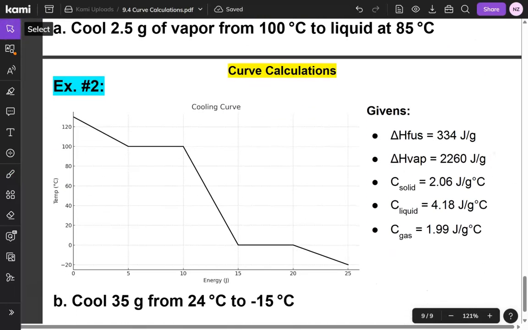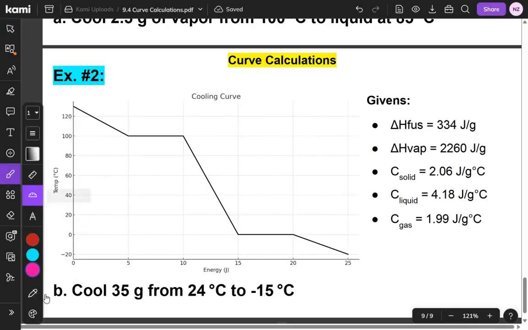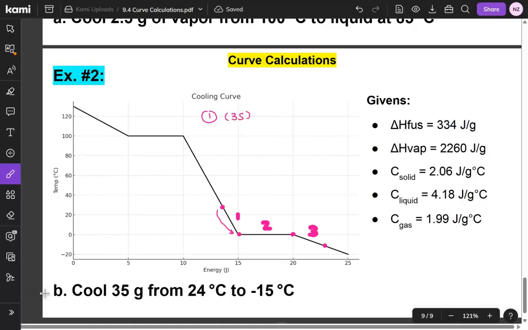All right, one final example here. Again, cooling curve. We're going from 24 degrees, which is maybe around here, to negative 15, which is here. So we're going to have three segments: 1, 2, 3. Segment 1, we are cooling from 24 down to 0. So that's going to be a change in temperature of 24 degrees. So our mass is 35. Here we are a liquid, so 4.18.